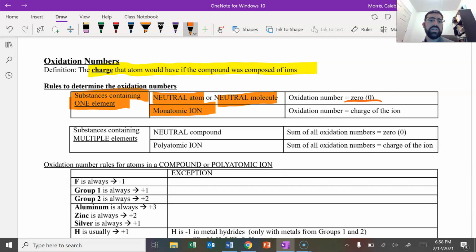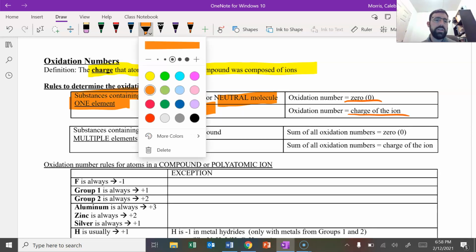So if you don't see a charge written and it's just one type of element, the charge is always 0, even if it's a diatomic element. If it's a monatomic ion, it's going to be just whatever charge is written. So if I say Fe2+, it's got a 2+ oxidation number.